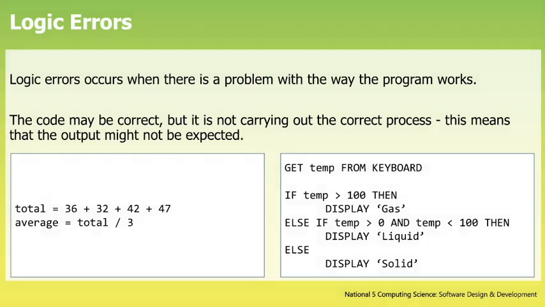Let's look at the example on the right. We're getting the temperature of water from the keyboard, and we have to determine whether it's a gas, liquid or solid. So let's assume I take the temperature 100. So if 100 is greater than 100, well, that's not the case. Else if 100 greater than 0, well, it's greater than 0, and 100 less than 100, well, it's not less than 100, then else display solid. So if I enter 100, I'm going to get solid. But we know at 100 degrees, water is a gas. So in this case, our program has a logic error. It works, but we don't get the result we expect. So with logic errors, we have to test our program to make sure it's working.